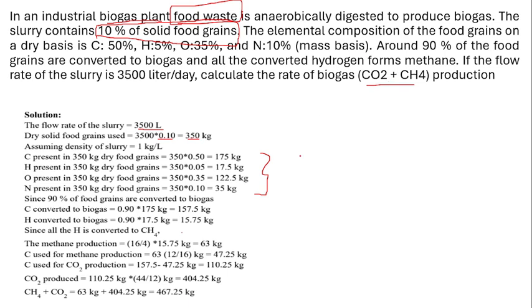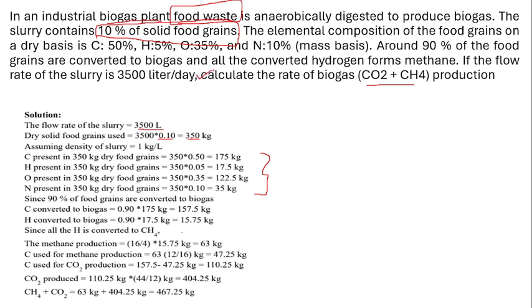So first we need to find the amount of carbon converted to the biogas. To find this, just multiply 0.9 with this 175, because 90 percent is only converted. It is 157.5 kg. And then the amount of hydrogen converted to biogas is 90 percent of 17.5 kg, which is nothing but 15.75 kg. With this, we have found the amount of carbon and hydrogen in the product, right? Now, with the help of the stoichiometric equation, we are going to calculate the amount of carbon dioxide and the amount of methane produced. This is the exact question asked.